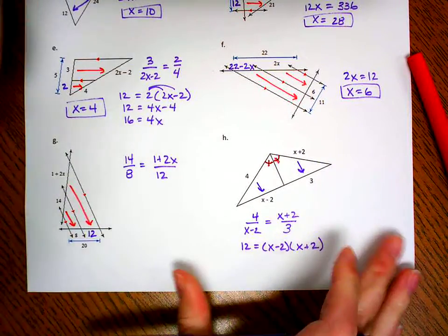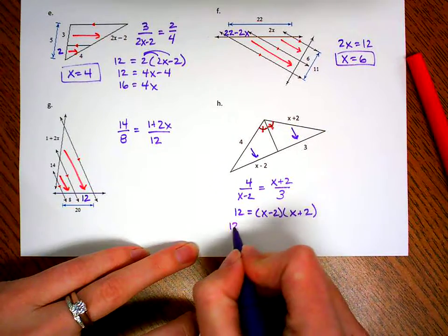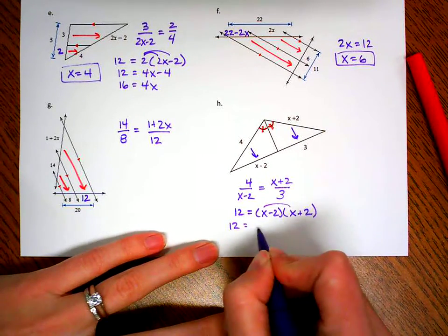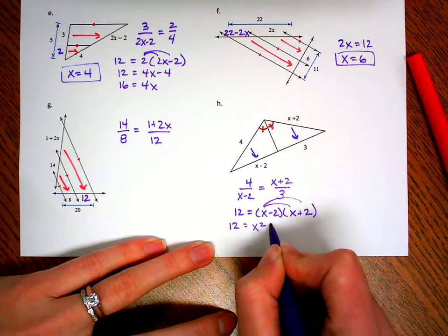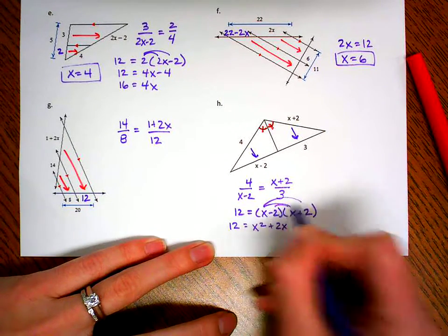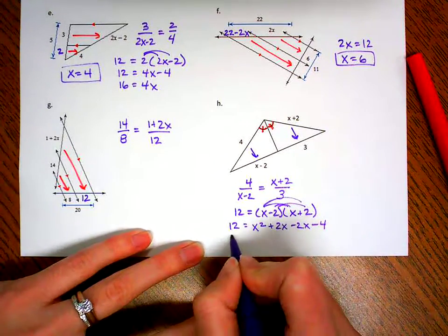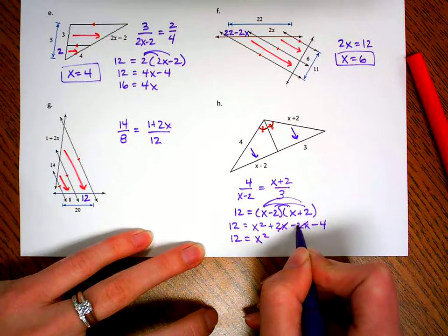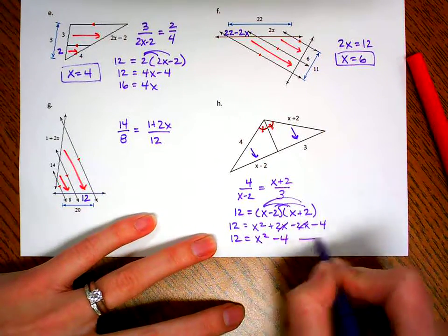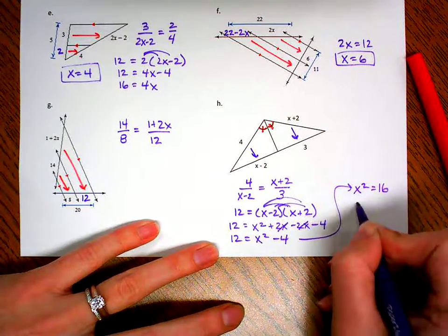Now, I wouldn't worry too much about FOILing on the test, but if you needed to, remember, we do first, which is x squared, FOIL, so O, outer, inner, last. So if I simplify that, I'm going to get x squared. Those are going to cancel out, plus 2x minus 2x. Okay, I'm going to add 4 to both sides, and I take the square root.